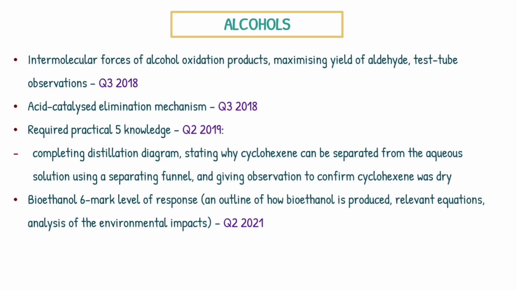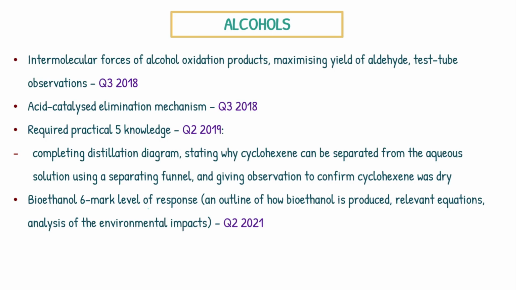Next up, we have acid catalyzed elimination mechanism. This has only come up once, but yeah, there we are, 2018. Then we have required practical 5 knowledge. What was included here? You needed to complete a distillation diagram. So you do need to be able to complete diagrams, ideally in pencil. You need to know what you need to include from the mark scheme. Just check that out yourself. It also involves stating why cyclohexene can be separated from the aqueous solution using a separating funnel, and you need to give observations to confirm that the cyclohexene was dry.